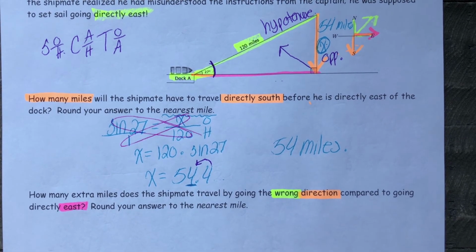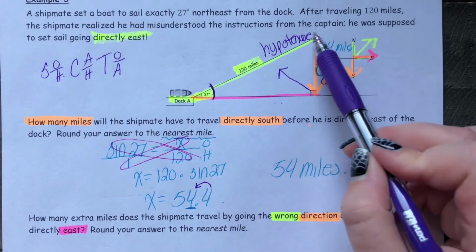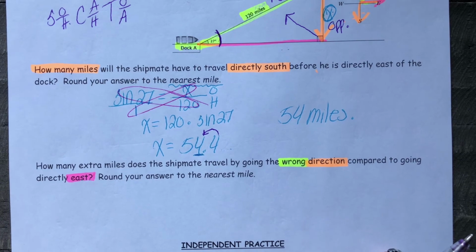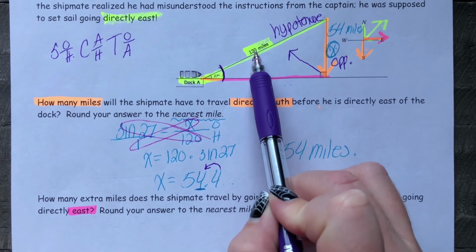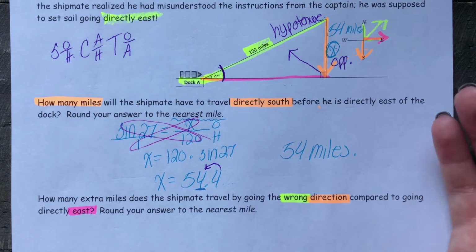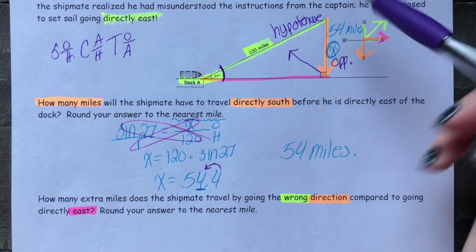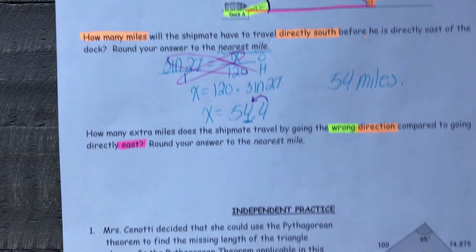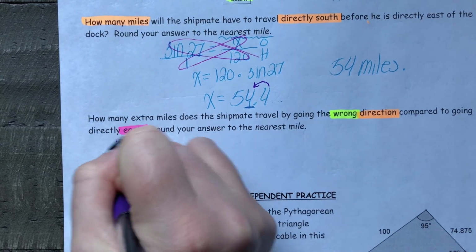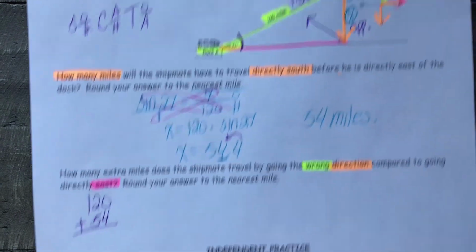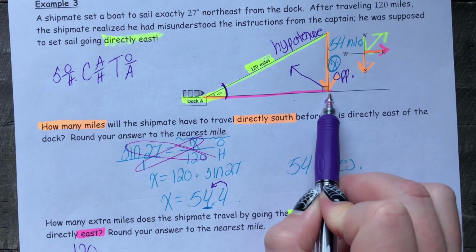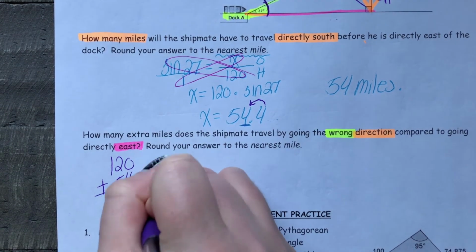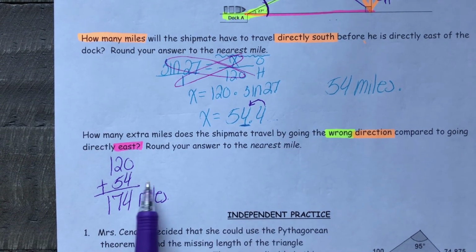So you can already tell that he went a lot of miles out of the way. He went up and down when he could have just gone right over. We want to figure out how many extra miles that was. Well, in his original trip, which was really the wrong trip, he went 120 plus 54 miles out of the way. So I'm going to show that on the side here. He went 120 plus 54 miles before he finally got to that destination spot in the corner. When I add them together, I get 174 miles. So that's how far he actually traveled.